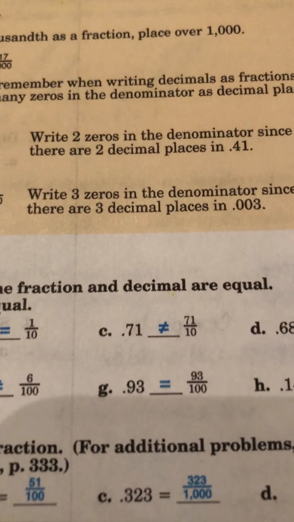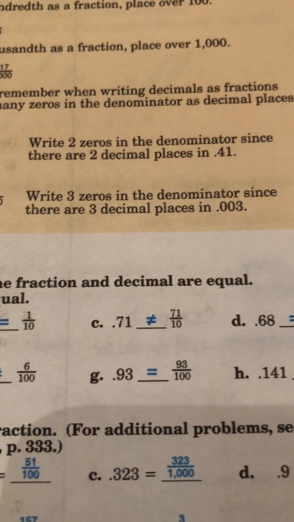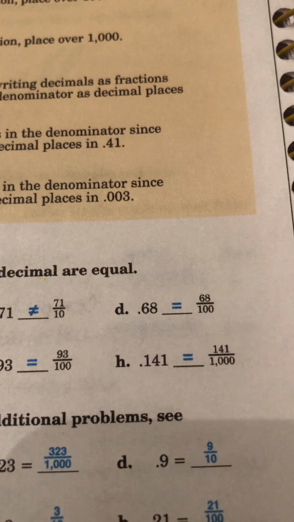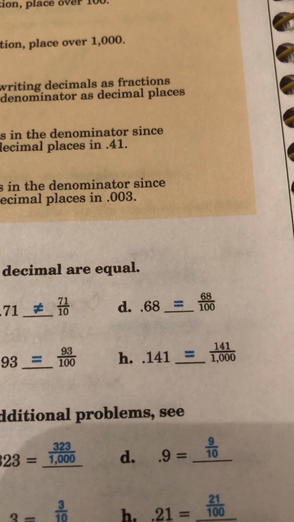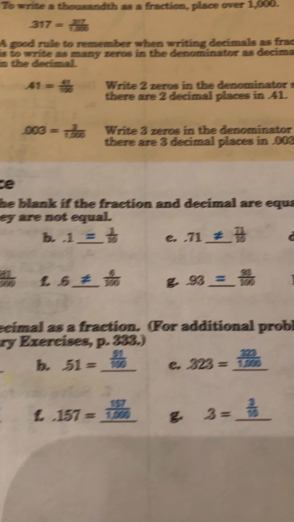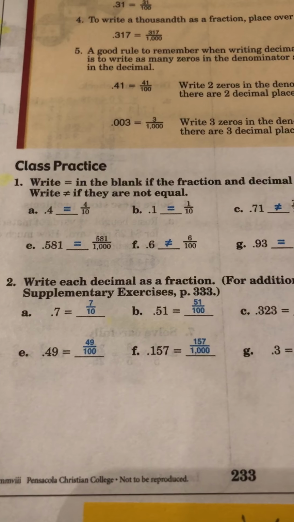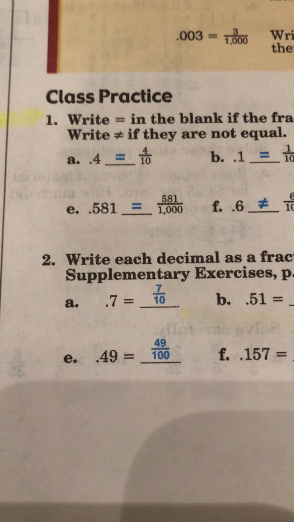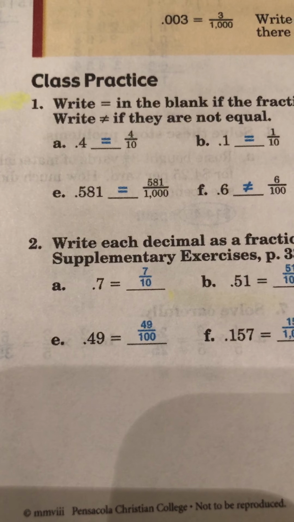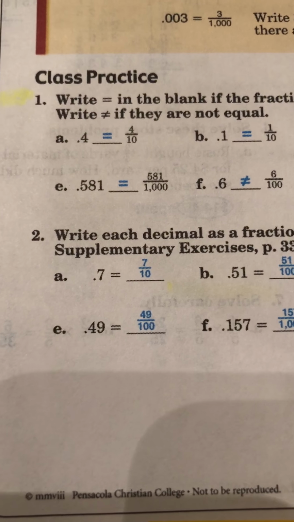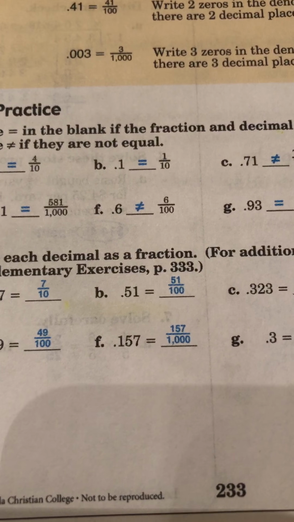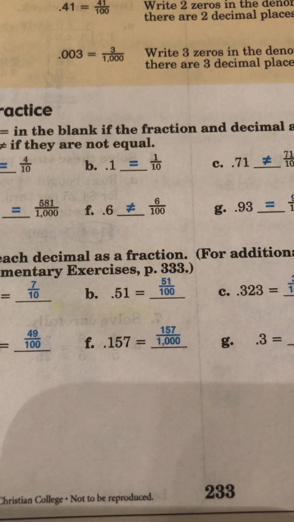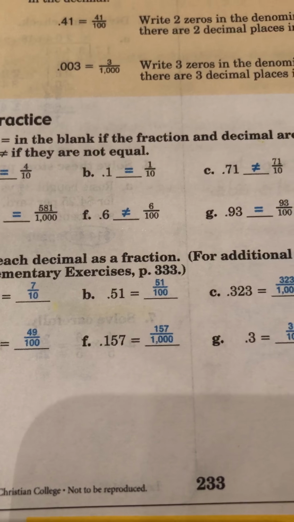Okay, G. 0.93 is equal to 93 over 100, and 0.141 is equal to 141 over 1,000. That is read 141 thousandths, right, with the TH at the end. Okay, write each decimal as a fraction. So 0.7 is 7 over 10. Remember, you have as many zeros as you do in your decimal. 0.51 is 51 over 100. 0.51 are two numbers, and you have two zeros in your denominator.